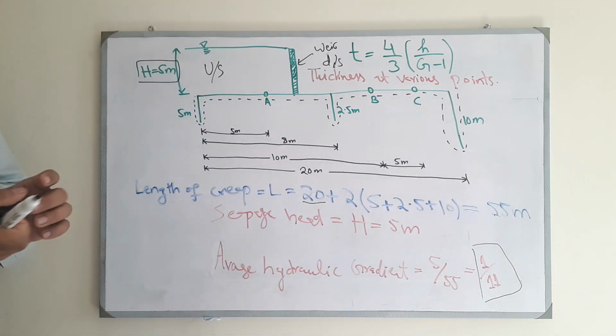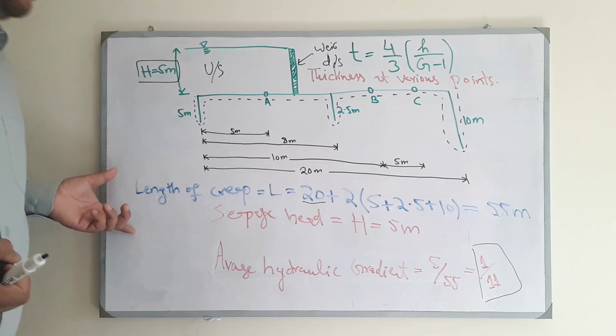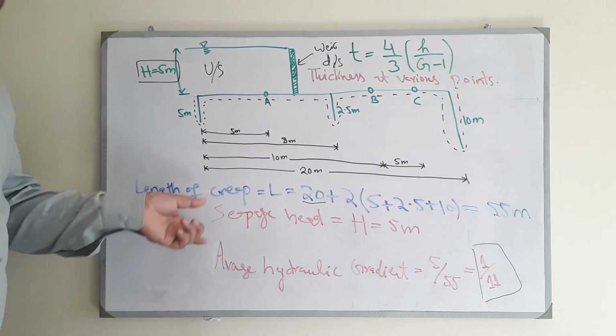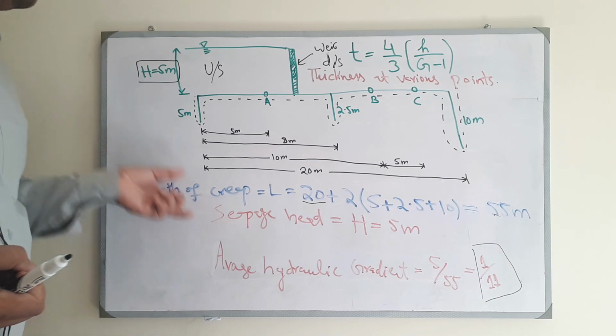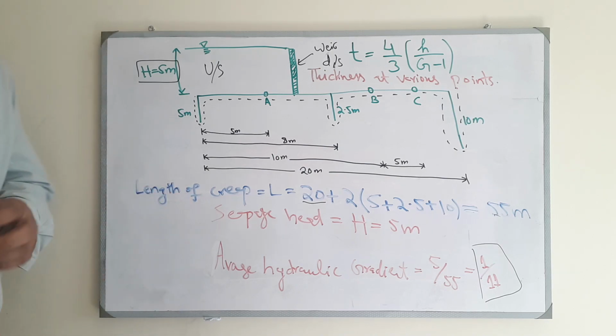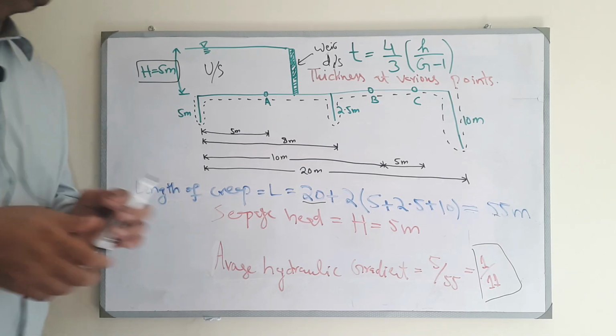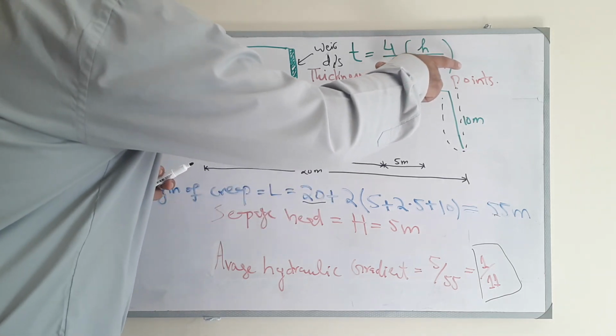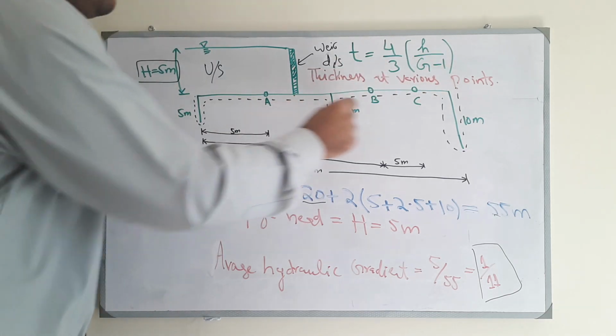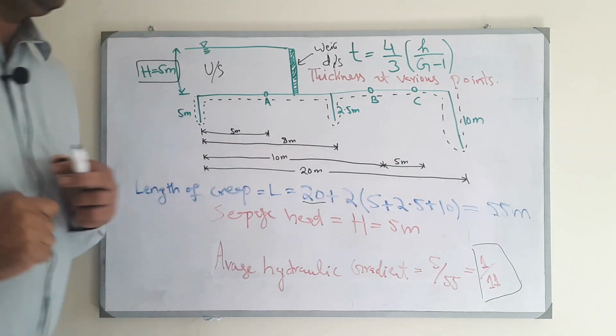So up to this point we have found the length of the creep and the hydraulic gradient, and we are familiar that the value of the seepage head is given, which is 5 meter. Our task is to find the thickness of the impervious floor at point A, at point B, and at point C.